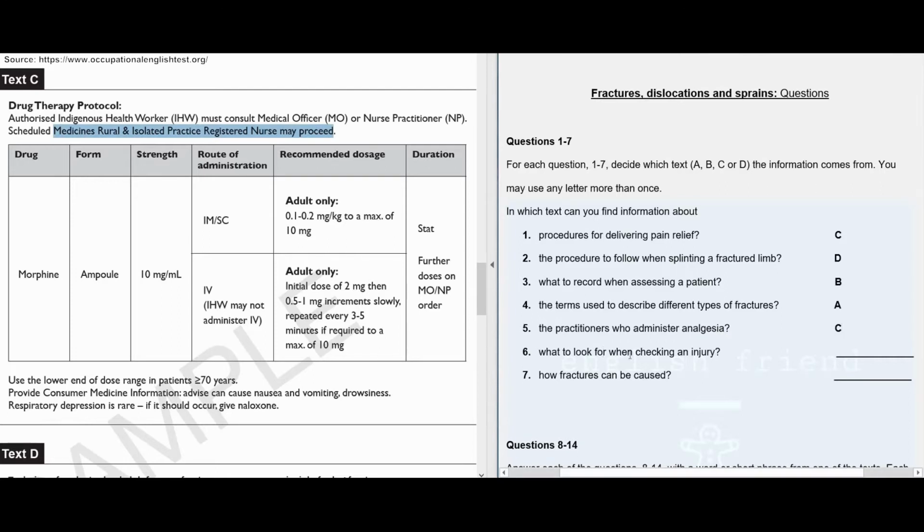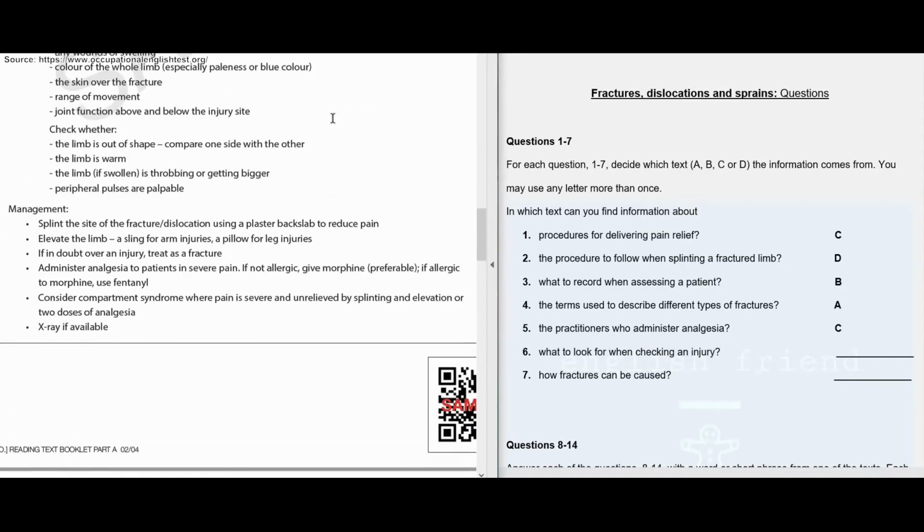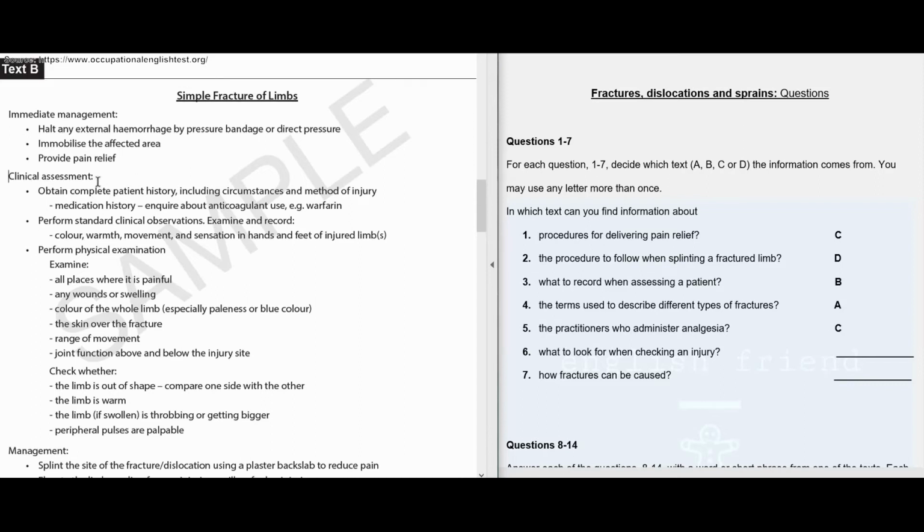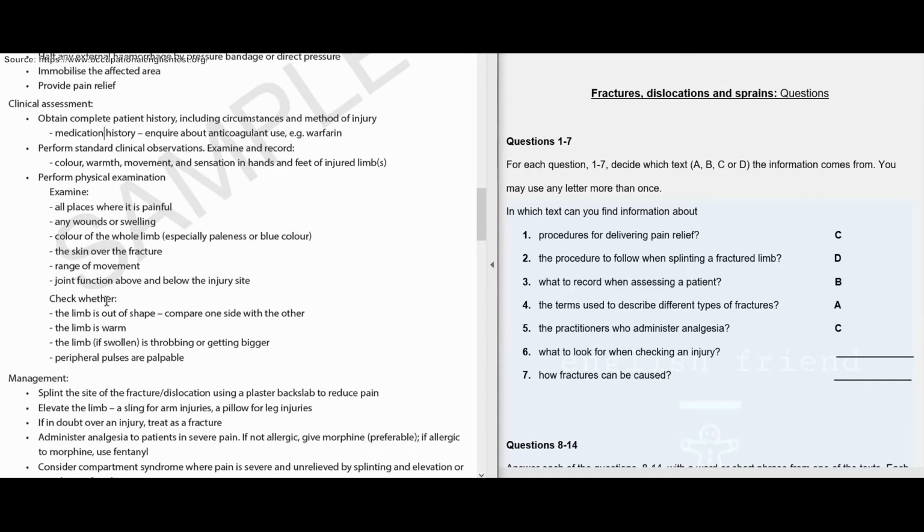Question number 6. What to look for when checking an injury? Checking an injury, something that can be related with assessment again. Here in text B, the subheading clinical assessment, under that you may find examine and check whether. So these are the things that we can connect with question number 6. So answer for question number 6 is B.